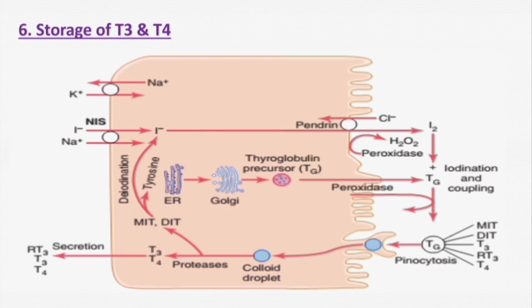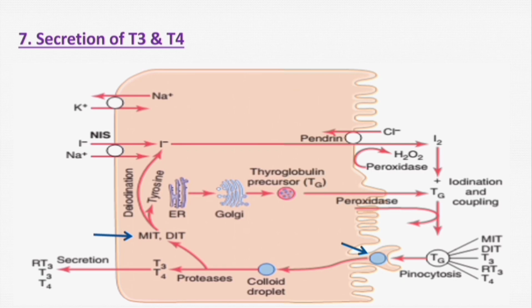Then the next step is storage of T3 and T4. Once the hormone has been formed, each thyroglobulin molecule contains up to 30 T4 molecules and a few T3 molecules. Okay, as you can see here, each thyroglobulin molecule, Tg, is shown here as Tg. It contains in its structure about 30 T4 molecules and a few T3 molecules. And if thyroid hormone synthesis stops, this stored form is sufficient for 2 to 3 months. So, in this way it is stored in the lumen of the follicle.